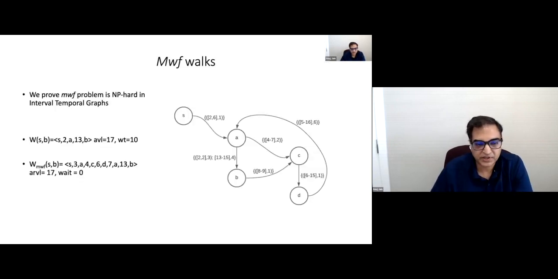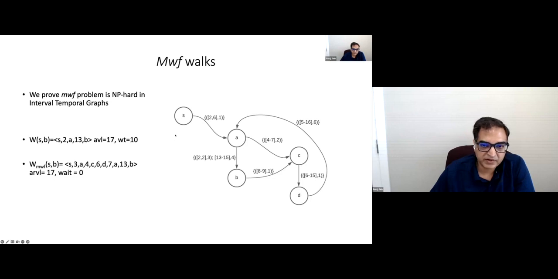Okay, again, MWF walks, I would not go into the details, but just to give an example of what an MWF walk does. So first of all, this is an NP-hard problem on interval temporal graphs, as stated earlier. So if we were to start from S and consider the destination as B, then one way to get there would be to depart S at time 2, reach A at time 3, and then wait here for the next opportunity to depart at 13 and reach B at 17. However, one thing to consider is that there is no waiting time at the start vertex or the destination vertex. There would be waiting times at the intermediate vertices.